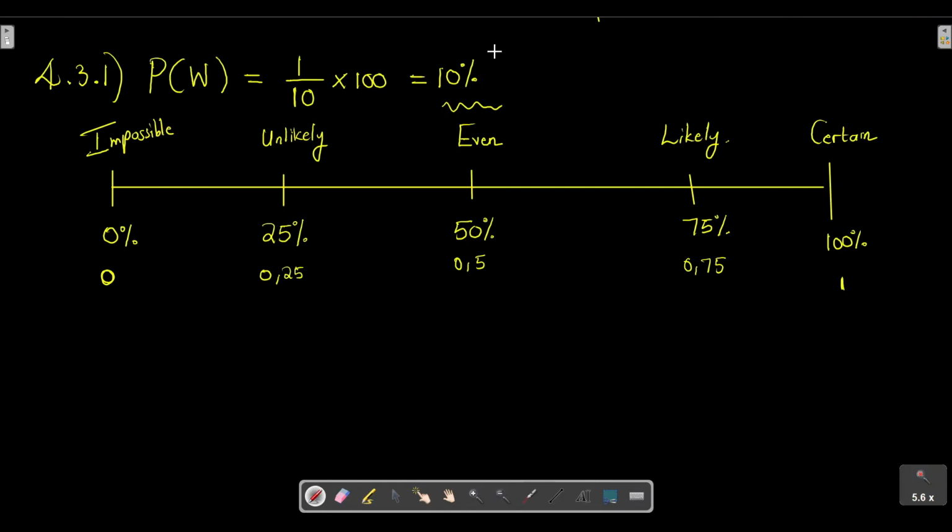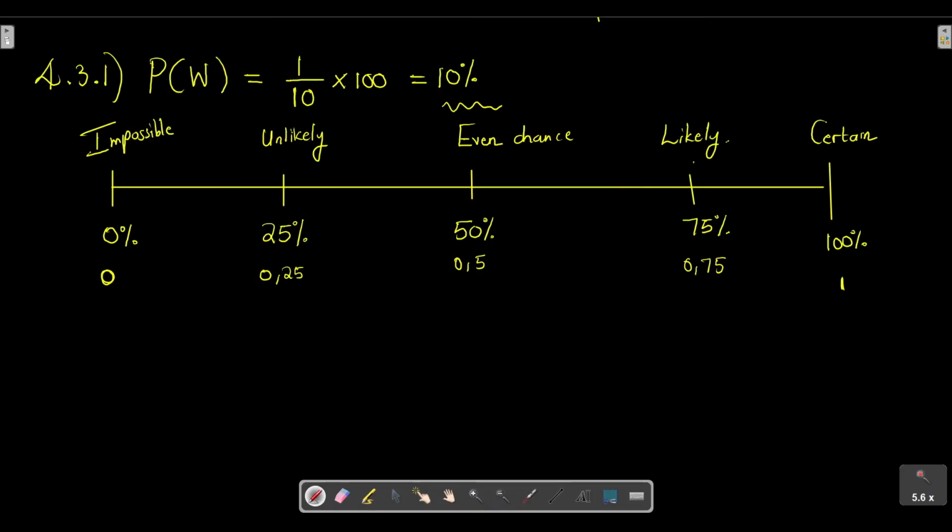And now you need to use the answer that you've obtained, right, of the probability of Mr. Sekutu winning to determine, is it an impossible chance? Is it an unlikely chance? Is it an even chance, right? Is it a likely chance? Is it a certain, right? Is it certain that he's going to win the race?